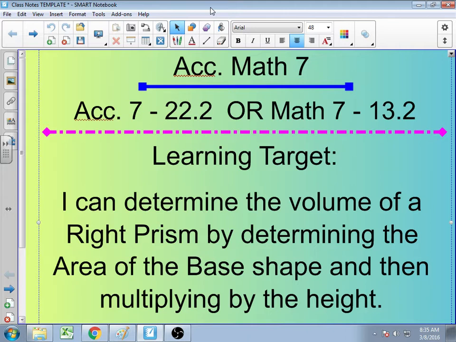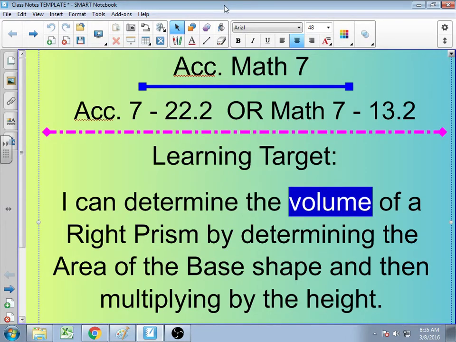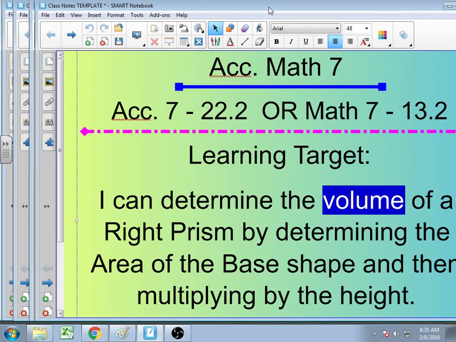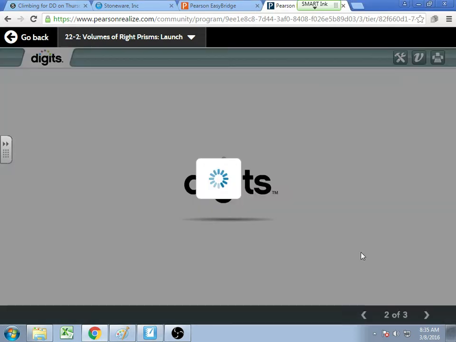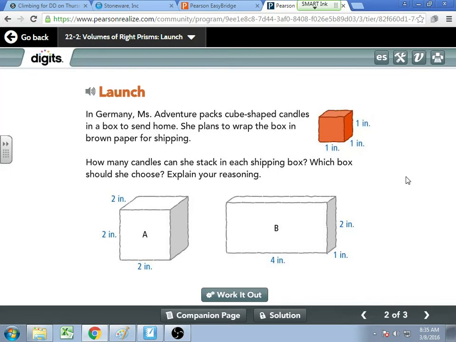Today we're going to talk about the volume of a right prism, which is actually simpler than the surface area. So hopefully you guys will agree with me when we get done that this process is easier than finding the surface area. But I really do think you will.